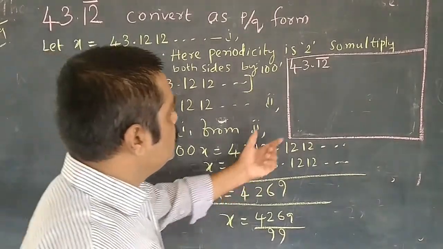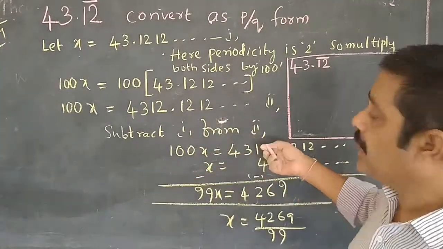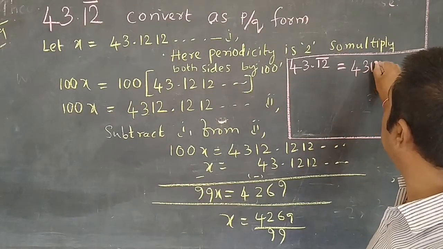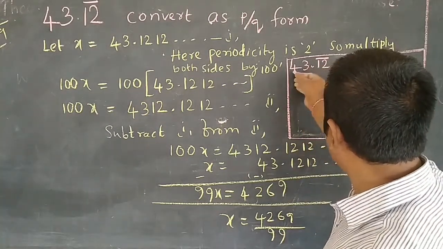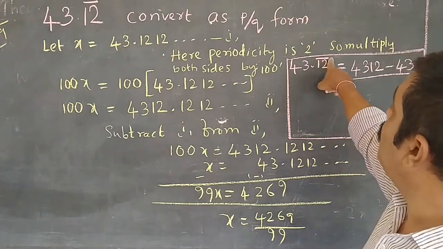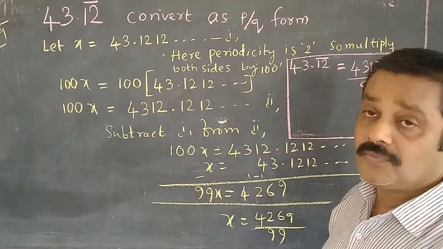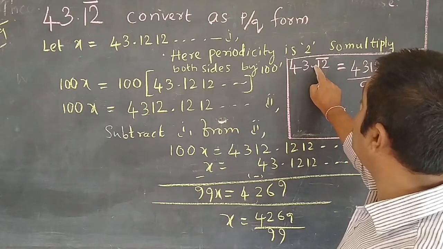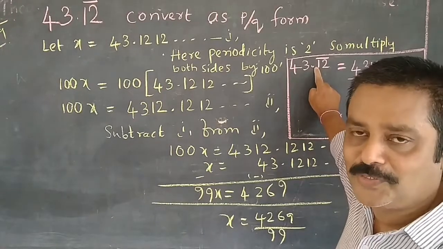There is a shortcut method also to do this directly, but in the exam you have to do this method only. If it is an objective type, then you do it like this. For example, here 43.12 bar means you write 4312, the total number as it is, without the bar. Then subtract the number without the bar, that is 43. For the bar, how many numbers, 2 numbers, that many 9s you write. If after the point, without the bar, any number is there, then that many zeros you keep.